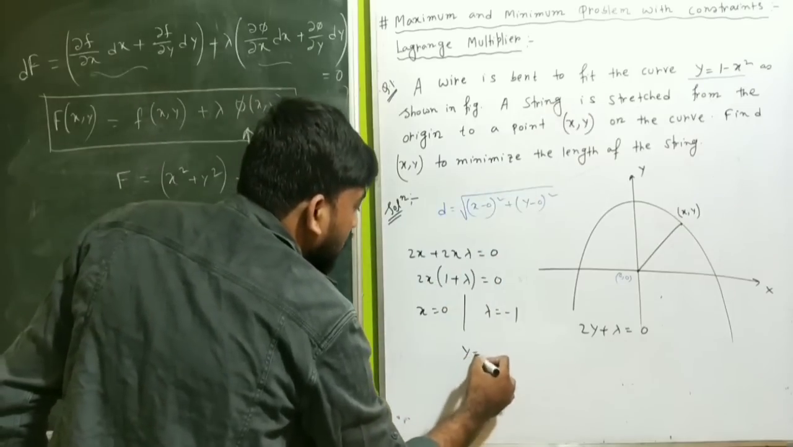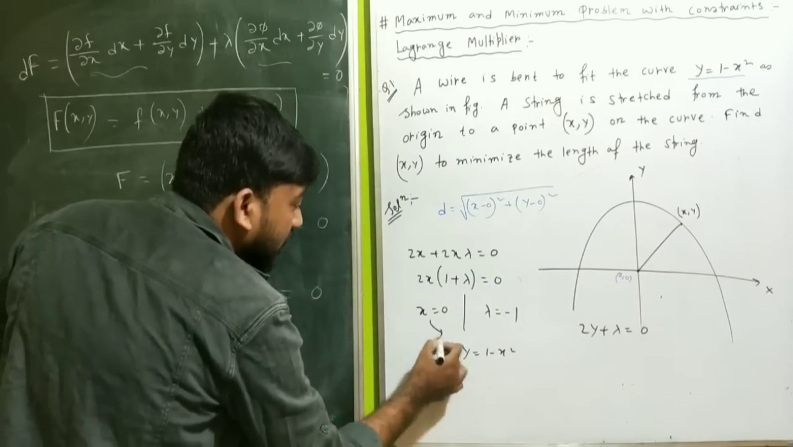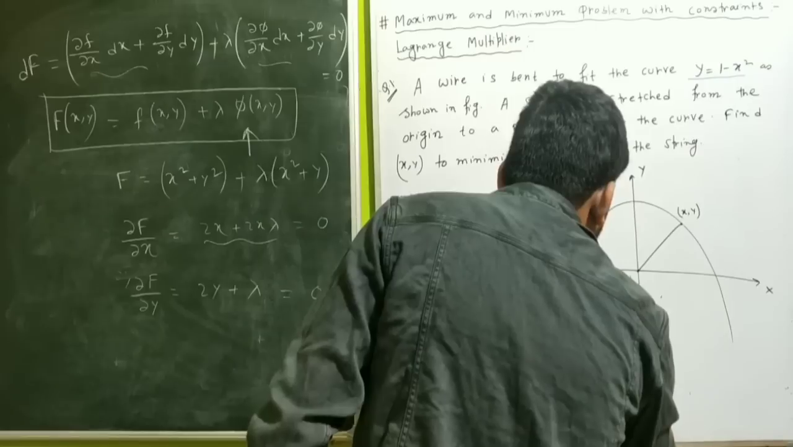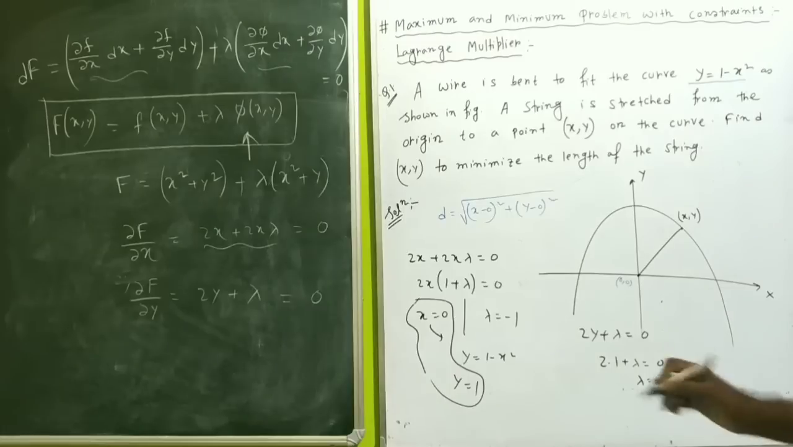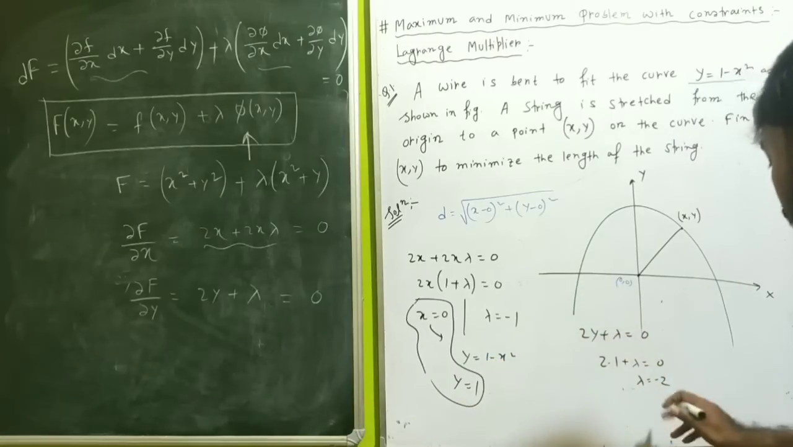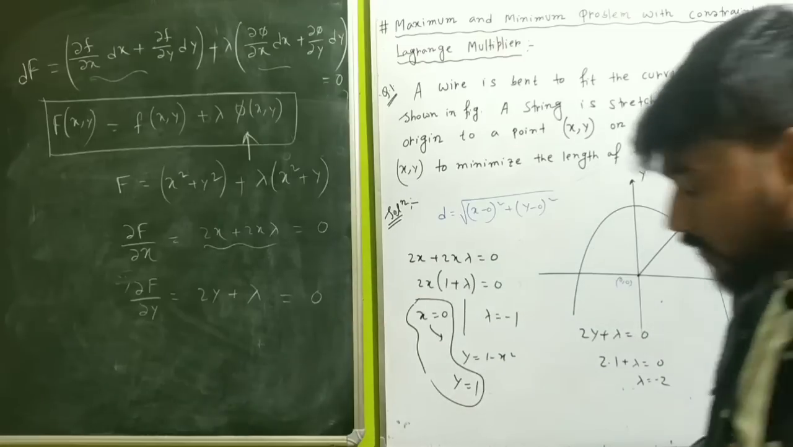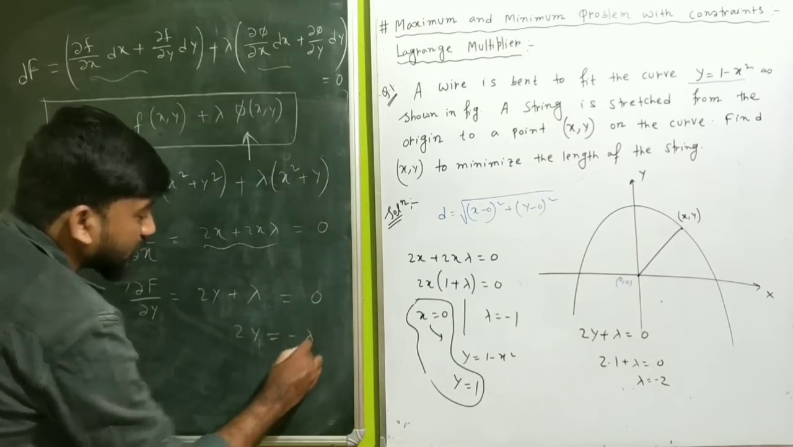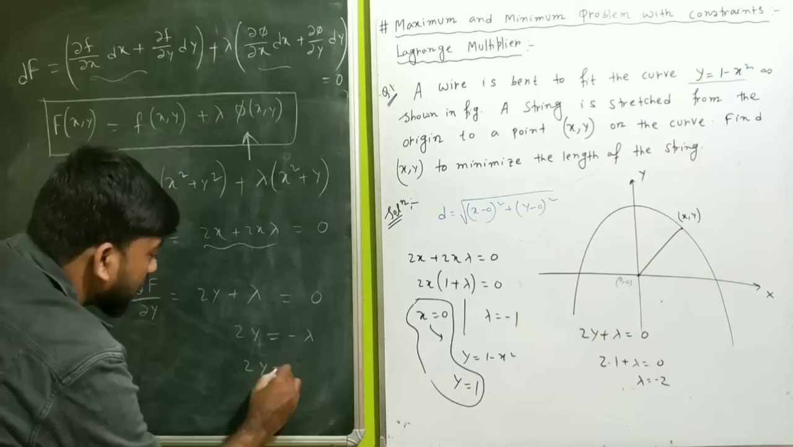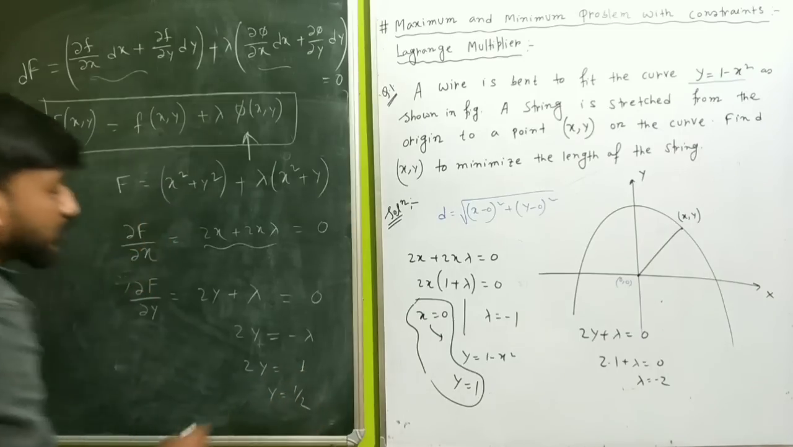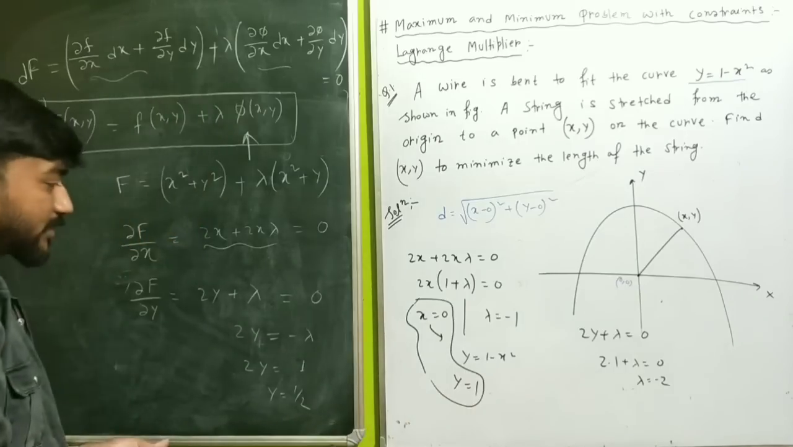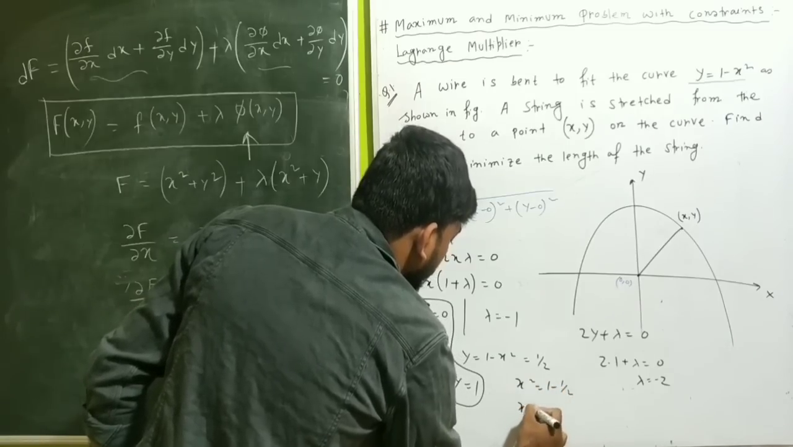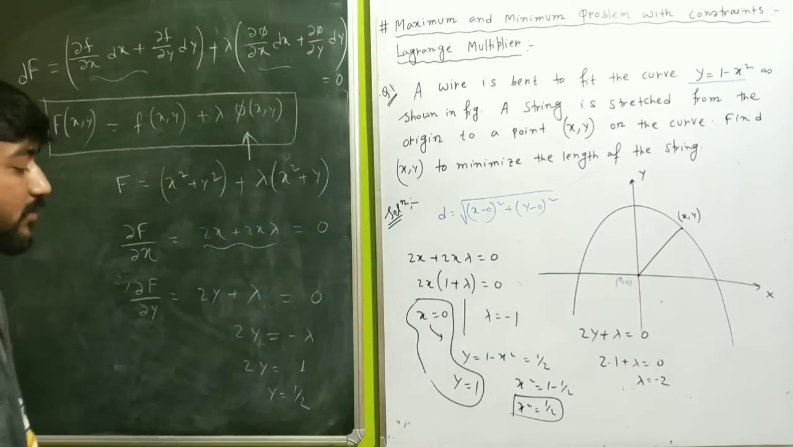Because we have one equation, y is equal to 1 minus x square. So if x is equal to 0, then you will have y is equal to 1. And if you put y is equal to 1 here, you will get 2 into 1 plus lambda is equal to 0, so lambda is equal to minus 2. Now, in the equation 2y plus lambda is equal to 0, that means 2y is equal to minus lambda. If you put lambda is equal to minus 1, it will give you 1, so y is equal to half. When y is equal to half, from y is equal to 1 minus x square, x square will be 1 minus half, so x square will be half.